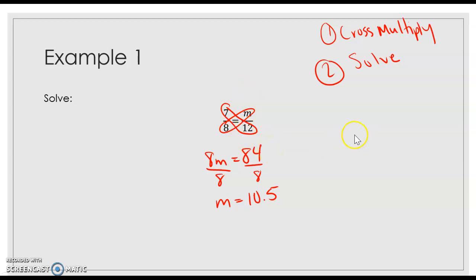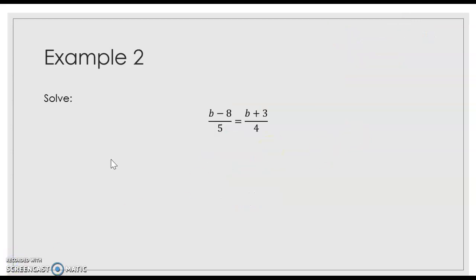All right, next one. This will be one of those examples as to why I say cross multiply and then solve, because in this case we are not going to have just one variable. I'm going to take 5 times b plus 3, and that's going to be equal to b minus 8 times 4, so I'm going to write it as 4 times b minus 8. That's my cross multiply step. From here I've got to solve.